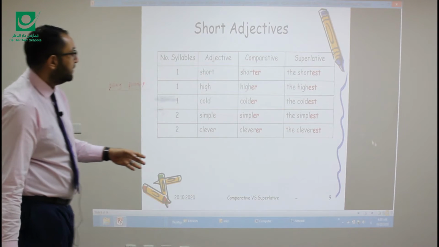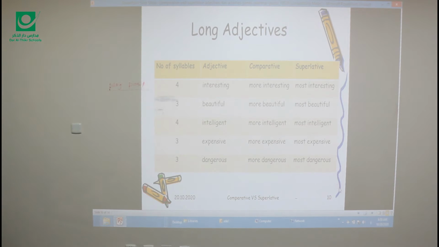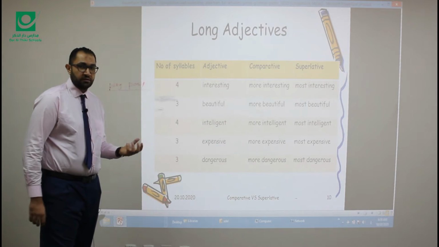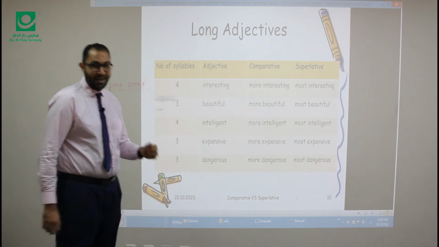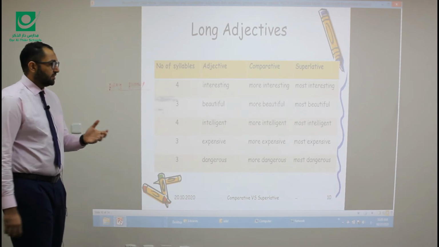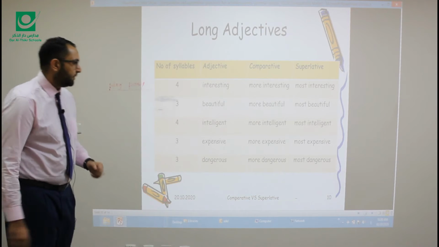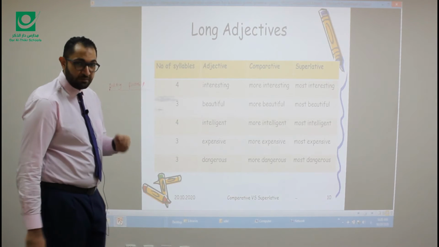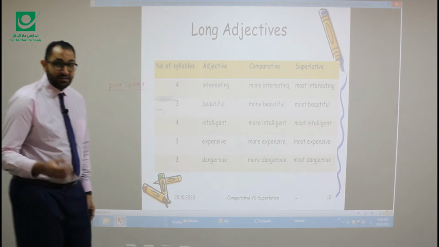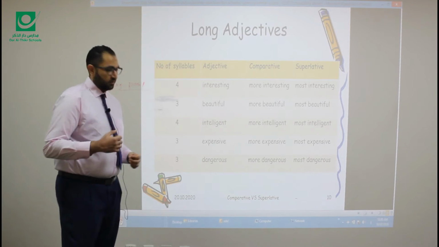If we have other kinds of adjectives, and they are long adjectives, and this is what we are targeting today, you use more or less if they are two. For example, if you say, this student is more intelligent than his brother. This car is more expensive than my previous car or my last car. Or the lion is more dangerous than the zebra, for example.